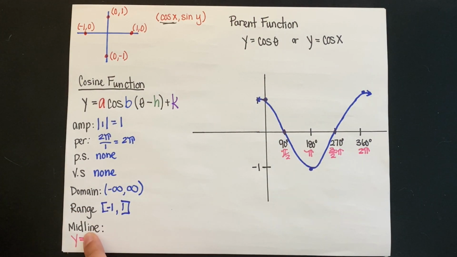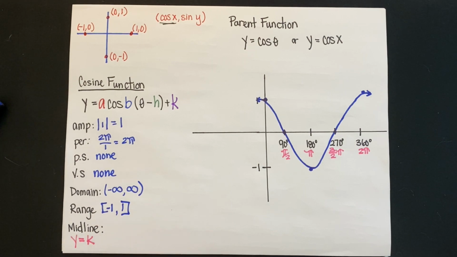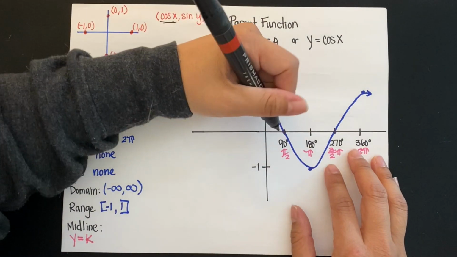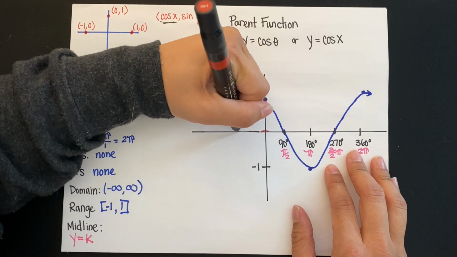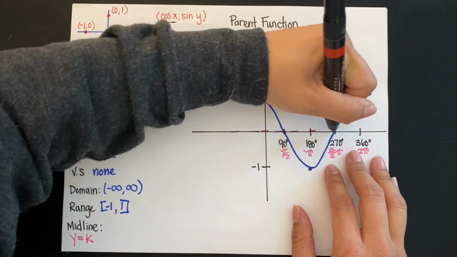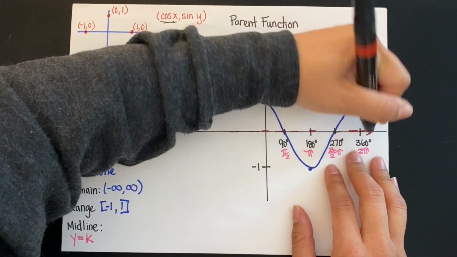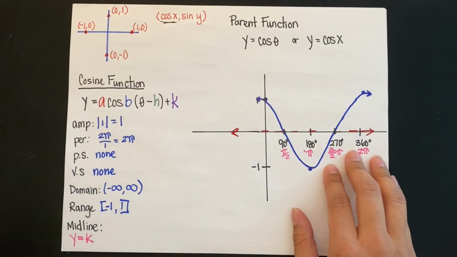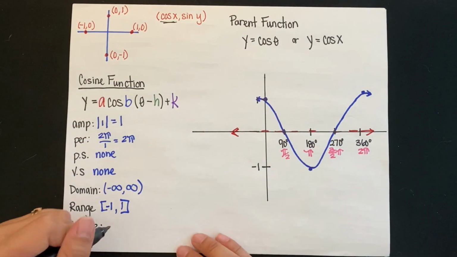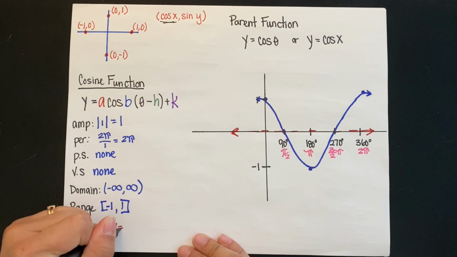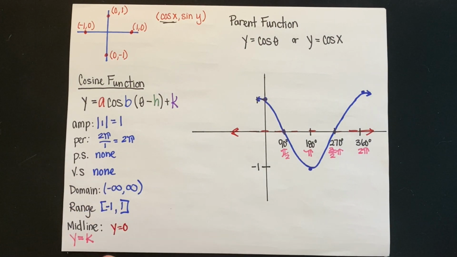Now let's take a look at the midline. So the midline is what divides the cosine wave in half. We usually say it's y equals k because of the way it shifts up and down. So because it's a line, we have to write y equals 0. Don't just say 0. And that's it.